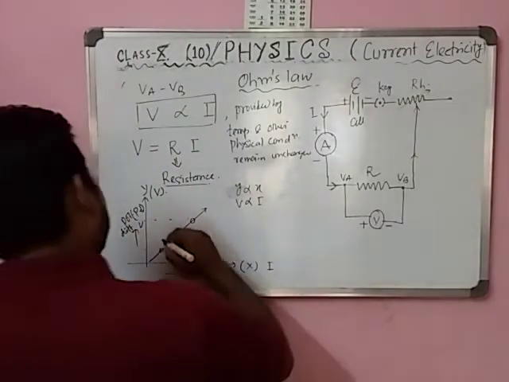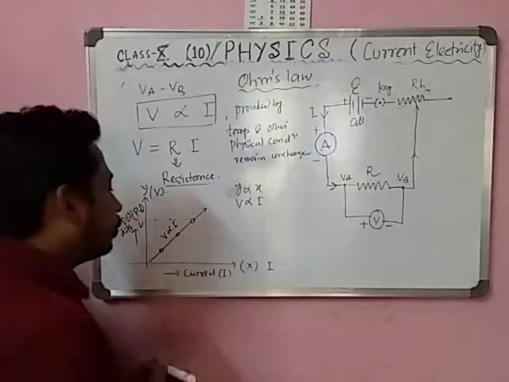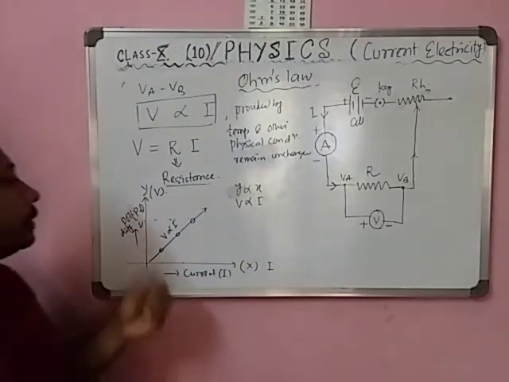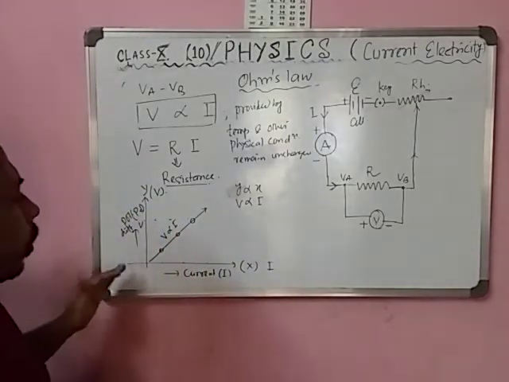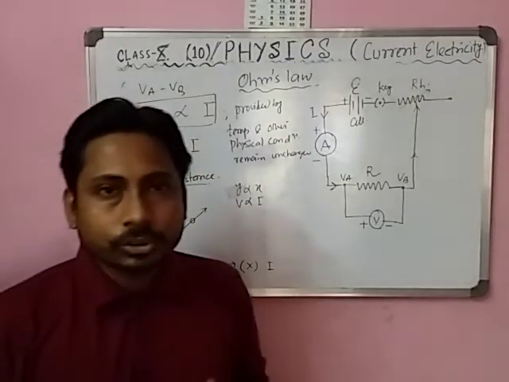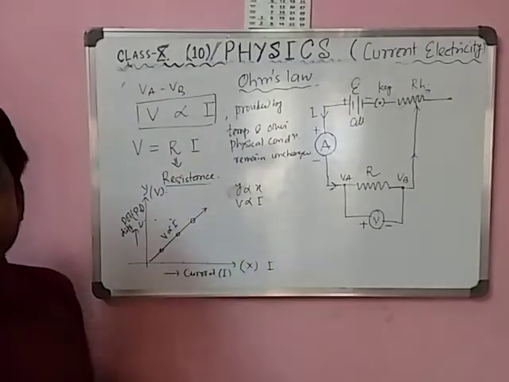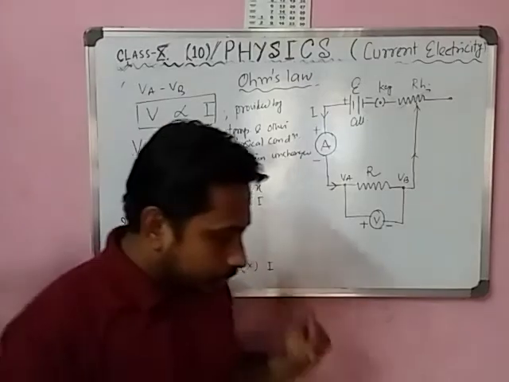So you can write V proportional to I, and you know students, V proportional to I means a direct proportion graph, and you will always get a straight line. So that's why we are getting the straight line. Okay. Up to this no problem.